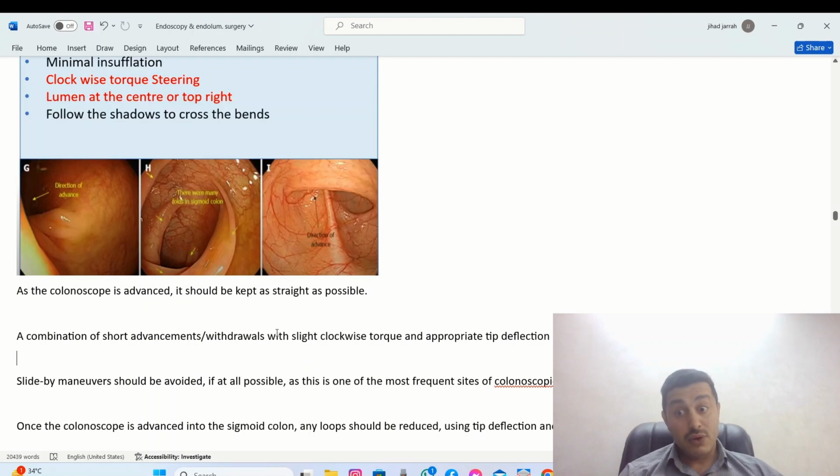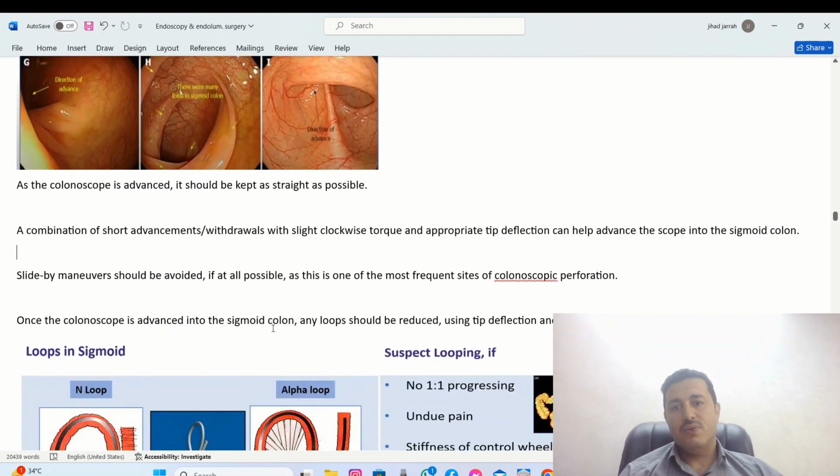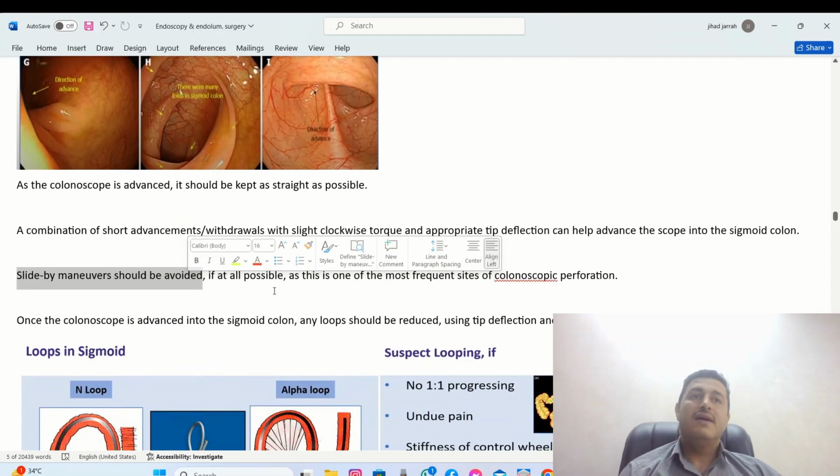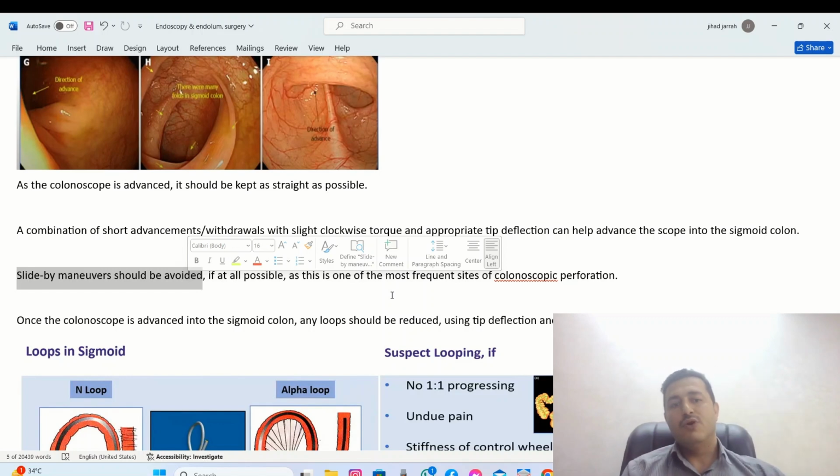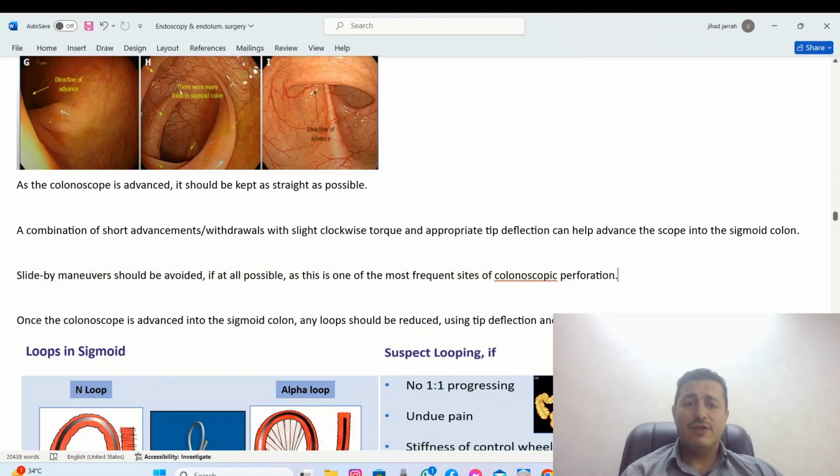Okay, we talked about the slide-by technique, and we say please try to avoid it. If you want to perform it, it should be in the presence of an experienced endoscopist. The slide-by technique, as we said, is blindly pushing the angulated tip or deflected tip of the scope to the wall. So the wall of the sigmoid will guide you, but try to avoid it because of the risk of perforation.